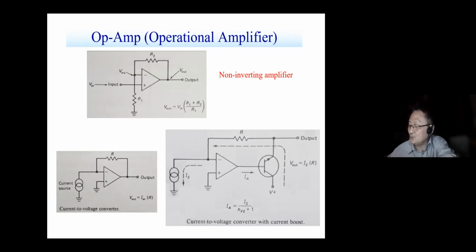So the drawing should be like this, sorry. For the non-inverting amplifier, there are a lot of circuits which can be developed using an operational amplifier. So this one.